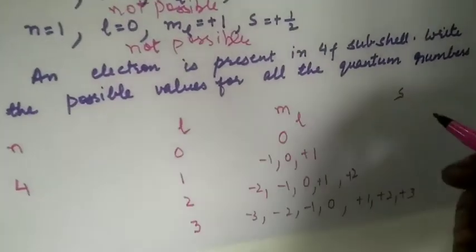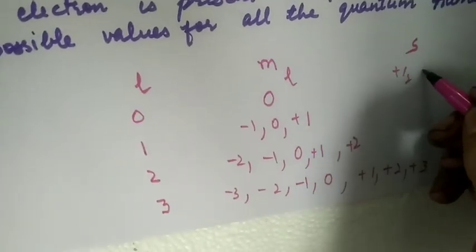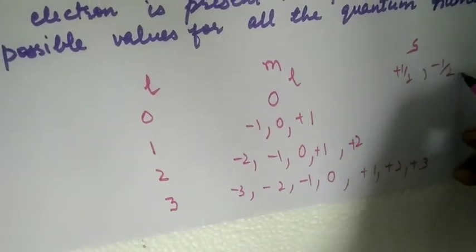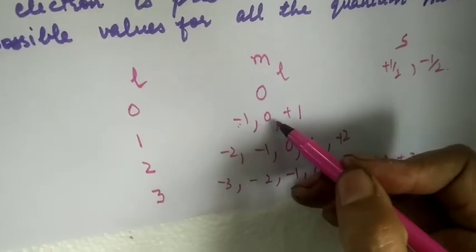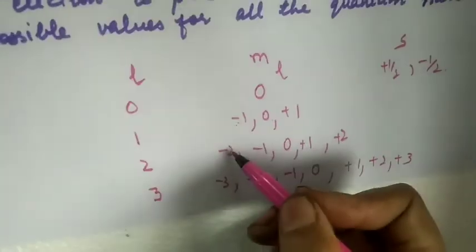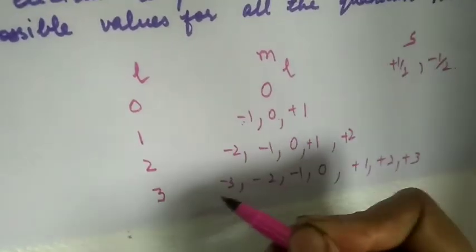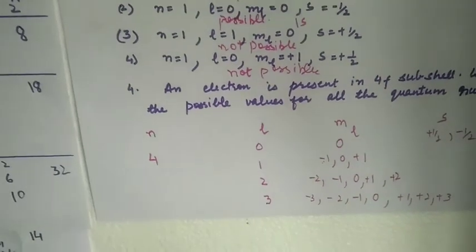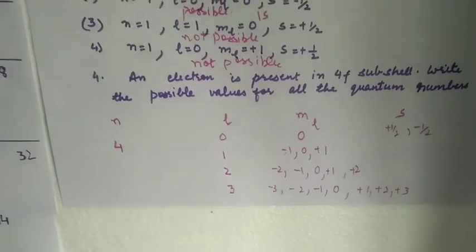And the value of S for each of these will be, for 0 there will be plus half and minus half. Similarly, for this you will have plus half, minus half, plus half, minus half, plus half, minus half. Then 5 times each orbital will have 2 electrons, one having plus half, one having minus half. Similarly here. So you can write it here. This is how you can find out all the possible values for all the quantum numbers.